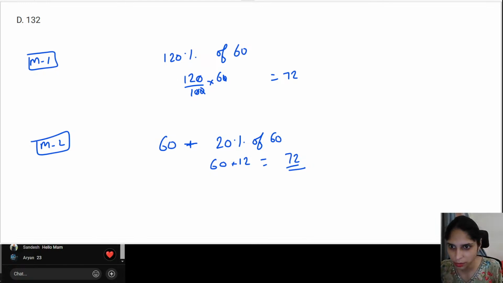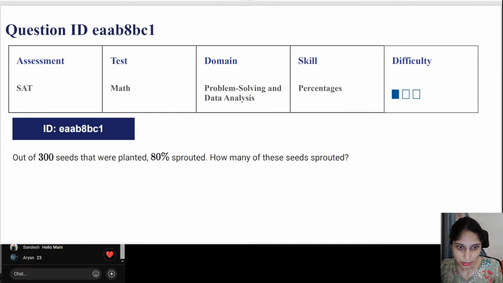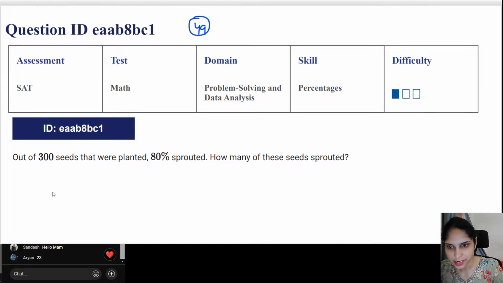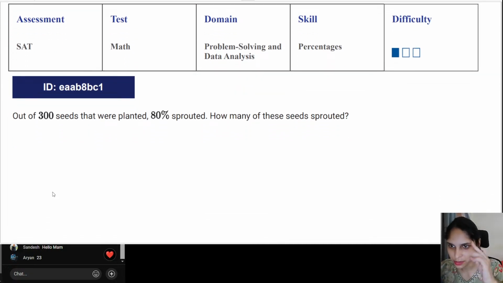Next one is question number 49. This is the last easy problem. All of them are word problems. The entire percentages section is word problems. Out of 300 seeds were planted, that means 100% is 300. 80% sprouted. How many of these seeds sprouted? So we're finding 80% of 300.